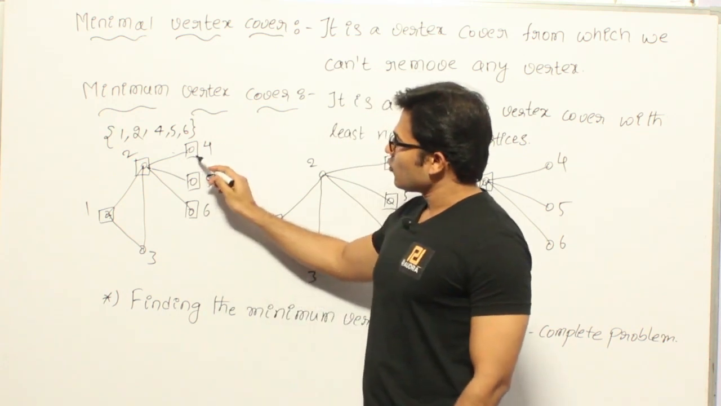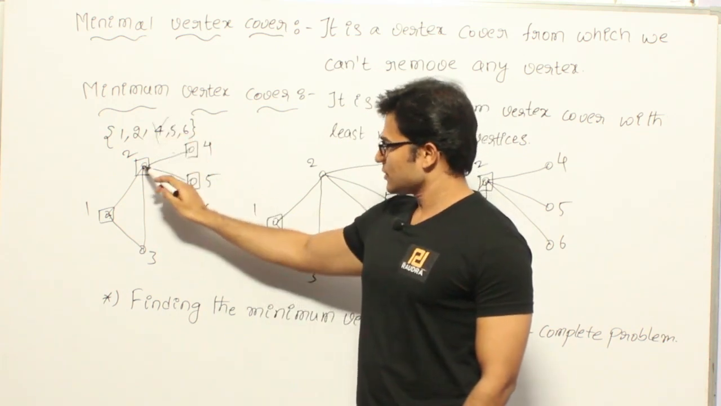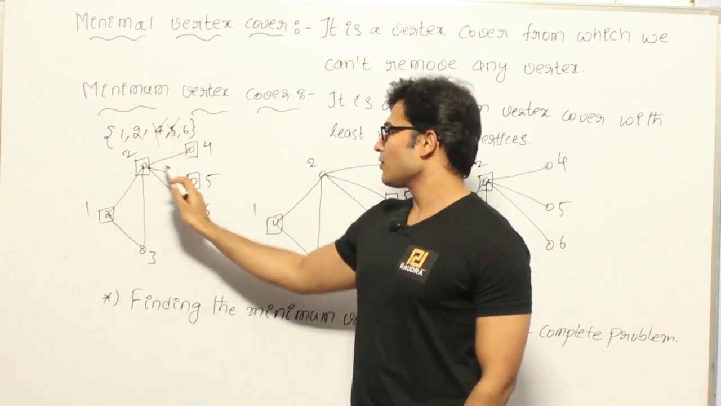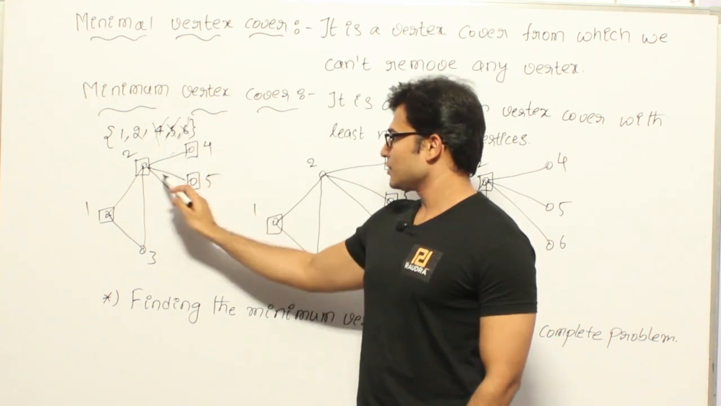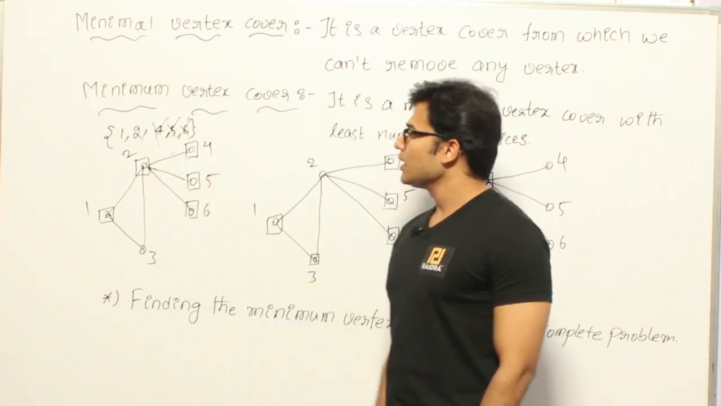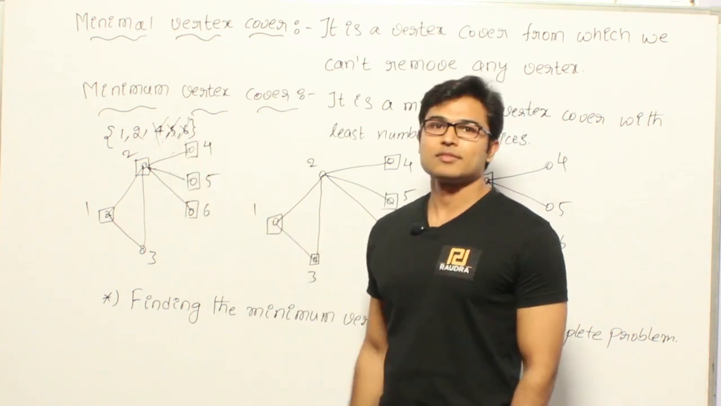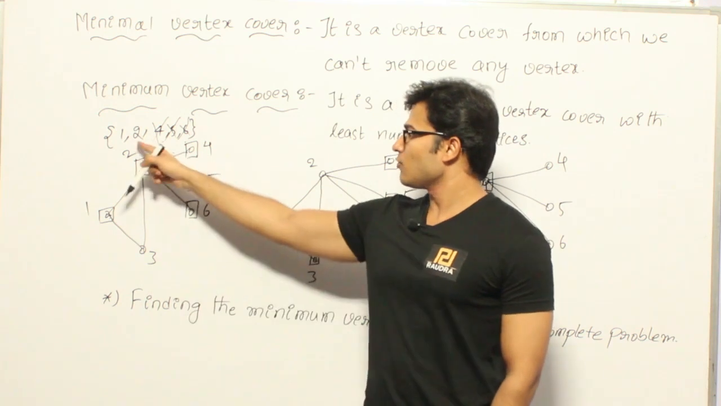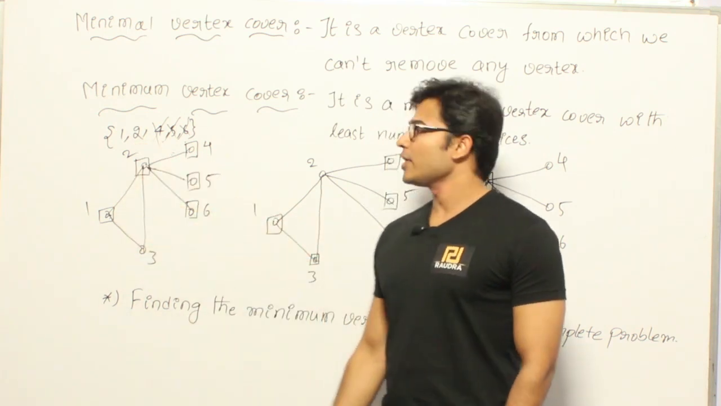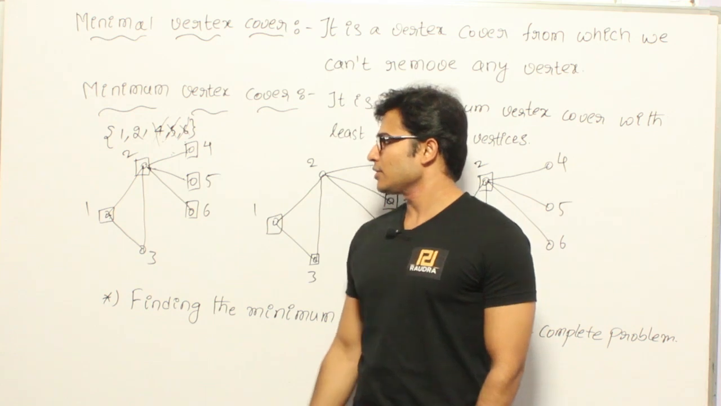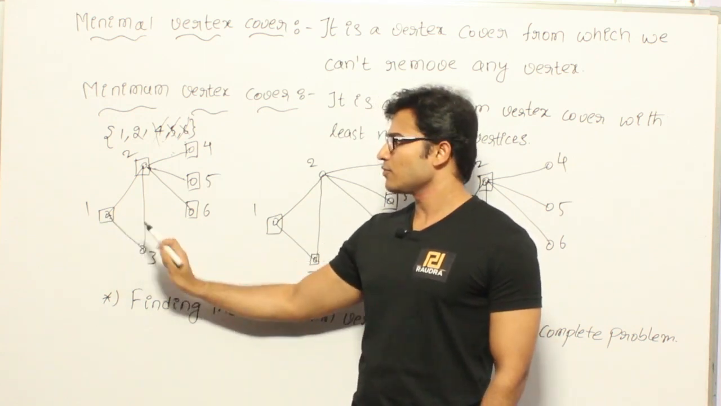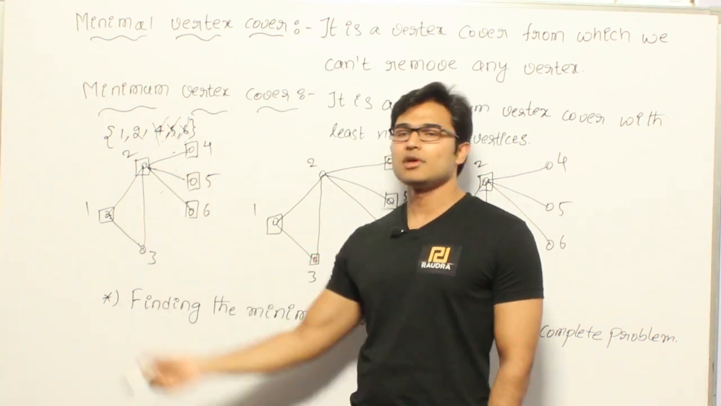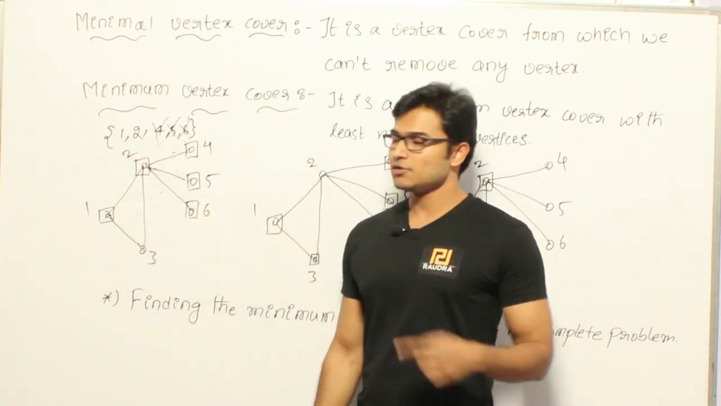If I delete 4, yes, I can delete 4 because this edge is covered by 2, and I can delete 5 as well because this edge is covered by 2, and I can delete 6 as well because this edge is covered by 2. Therefore, by including 4, 5, 6, this particular vertex cover is not minimal. Now whatever you got, 1, 2 is minimal, isn't it? Why? Both 1 and 2 are definitely required. If I delete 1, there will be no one to cover 1, 3. If I delete 2, there will be no one to cover all these edges. Therefore, these two are definitely required. That is why it is called minimal.